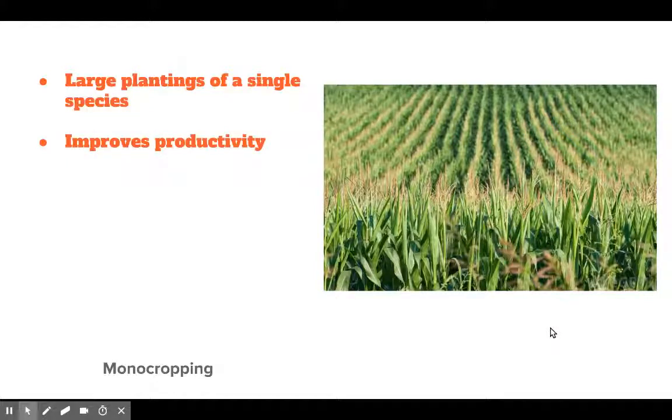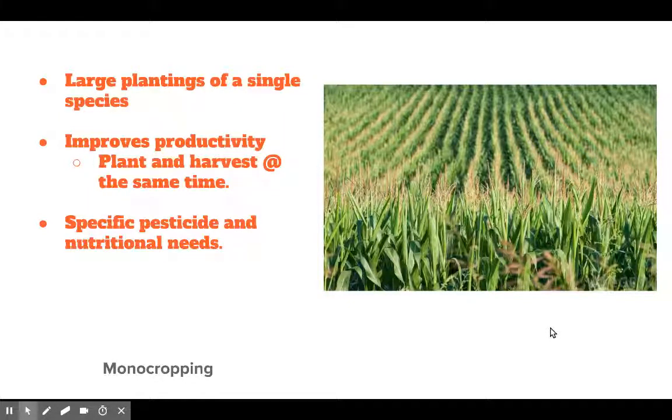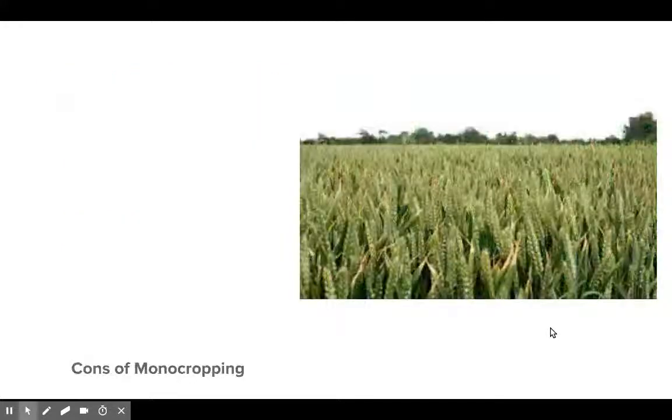It improves productivity, which is a good thing. You can harvest and plant at the same time every year. And again, you can cater to what you're growing. You know, if there's a certain pesticide or certain nutritional needs, in this case, the corn needs, you can cater to that and you're good to go.